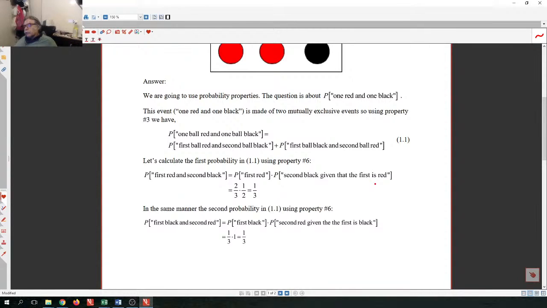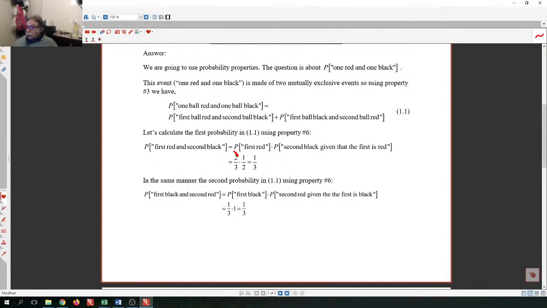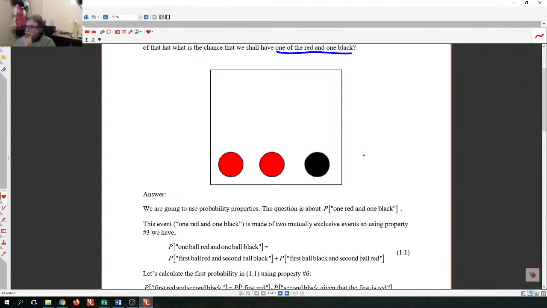Okay, what's the chance that the first ball is red? That's easy, 2 out of 3. You're drawing the first ball, 2 of them are red, 1 of them is black. 2 out of 3 is the probability the first ball is red. What is the chance the second ball is going to be black given that the first one is red? So after you draw the first ball and that one is red, so this one is gone, let's say this one, what do you have left? You have 1 red, 1 black. What's the chance you're going to have a black when you draw second time around? 1 out of 2.